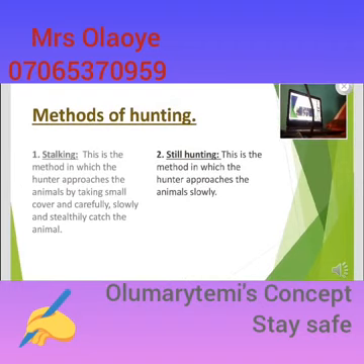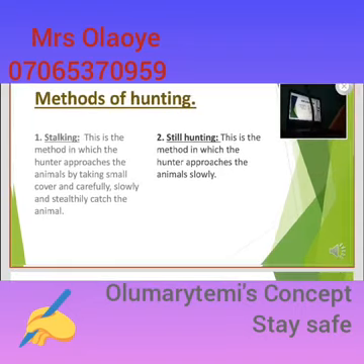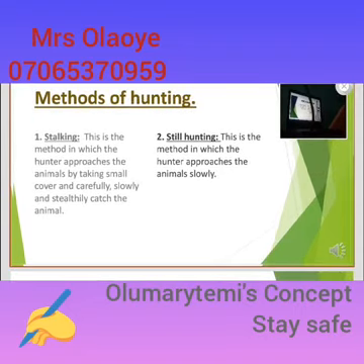Are you with me? Yes. Firstly, we have stalking. What is stalking all about? Stalking is the method in which the hunter approaches the animal by taking small cover and carefully, slowly, steadily catches the animal. Now, this method means that the hunter will take small cover, will stay somewhere that the wild animal will not see him, and he will carefully, on tiptoe, go quietly till he catches the animal.